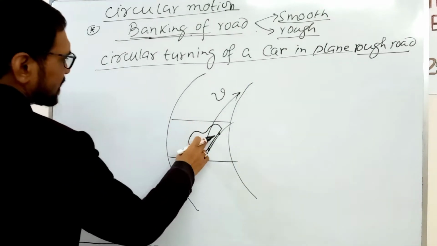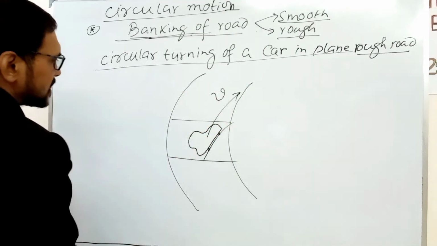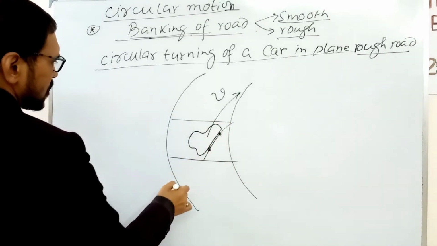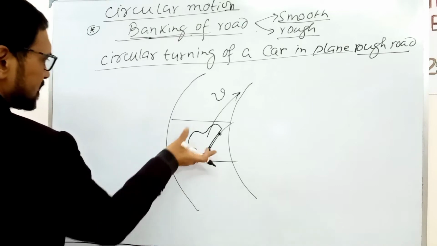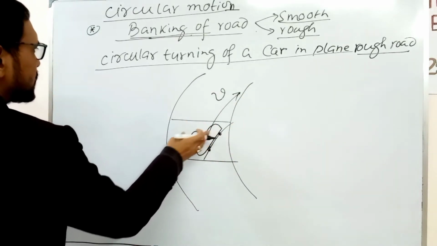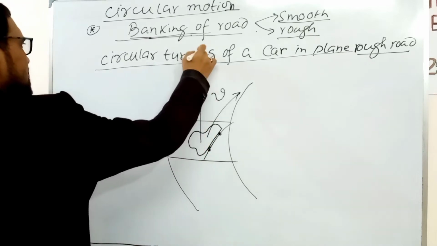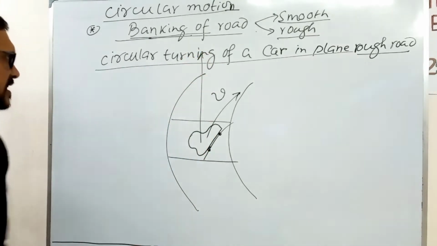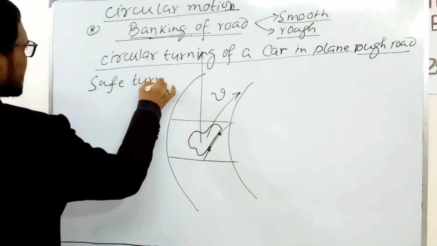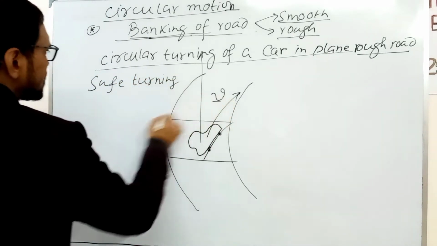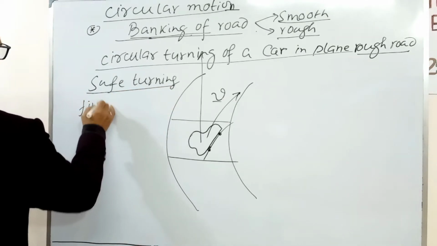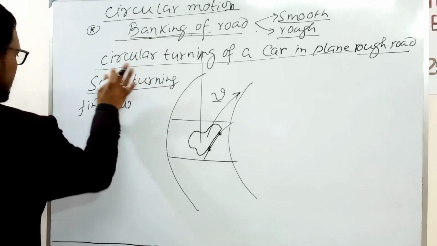If the car exceeds that speed limit, then the car will skid. Skid means the wheel is not well in contact with the ground. It will not take the turn and it will slip and move in the straight direction. So that is called skid. So for safe turning, what is the maximum velocity of the car? For safe turning, find v max.